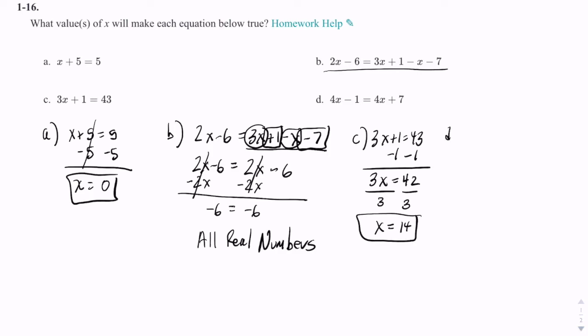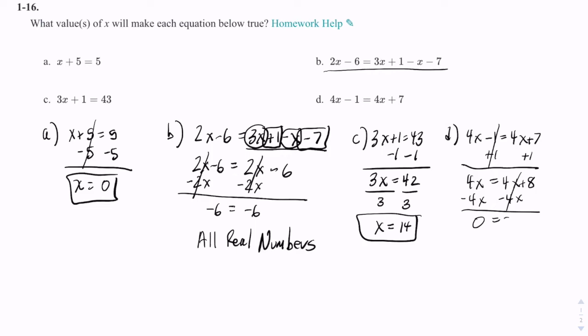And the last one, D, I have 4x minus 1 equals 4x plus 7. So let's add 1 to both sides, right? Add 1 to both sides, and I get 4x equals, because these cancel, 4x plus 8. And now I'll subtract 4x from both sides, right? And I get 0 equals 8. And now I have to ask myself, when would 0 equal 8? Well, 0 will never equal 8.